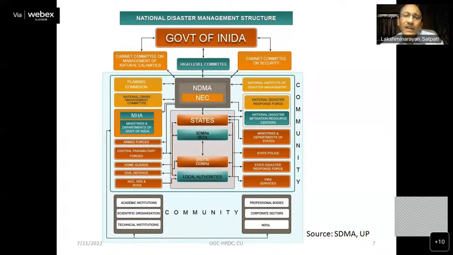Now, if we see the national disaster management structure, definitely at the helm of the affairs is the central government. And the high power committee, the highest level of the system, is headed by the prime minister. And a number of ministries are associated with this body: the home ministry, agriculture, the important ministries, and the Niti Aayog. Obviously, this was when the Planning Commission was there. This PPT was prepared by SDMAUP.